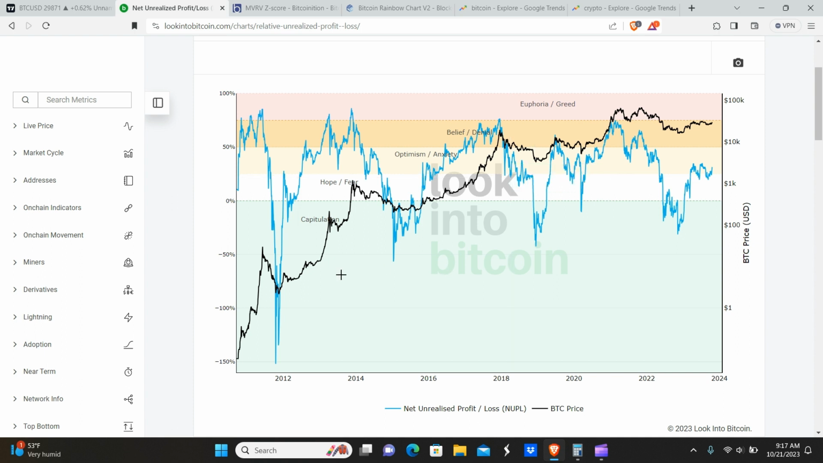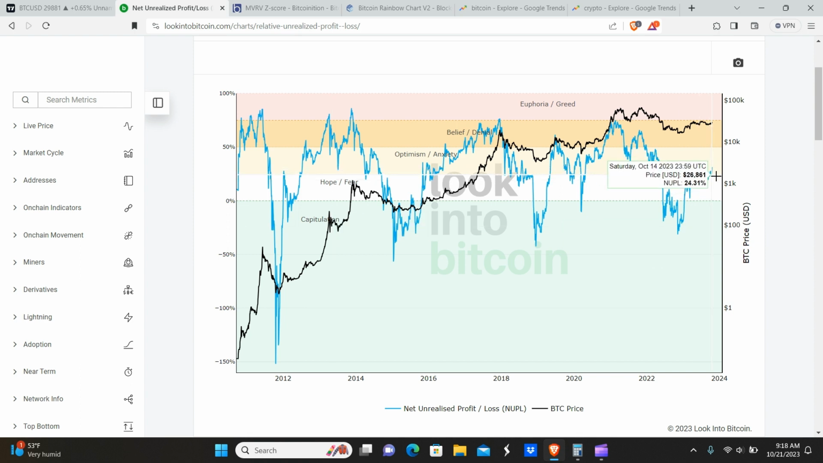Basically, what this means is when you see this blue line here, when it's all the way down in capitulation, that means that the vast majority of people that hold Bitcoin are at an unrealized loss. And when you see it up here in these areas, that means the vast majority of people that hold Bitcoin are at an unrealized profit. So, like on this number right here, 86% of people would have been in the money. This number, 85% of people would have been in the money. On this peak here, 75% of people would have been in the money. And on this May peak, about 75% of people would have been in the money.